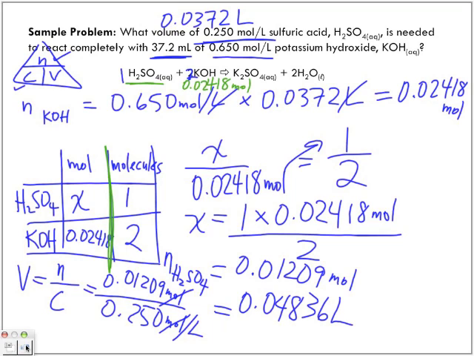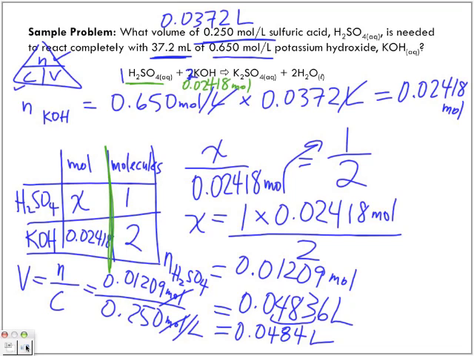And I get 0.04836 liters. But what are the least number of significant digits in my question? 3. So I want the 4, the 8, and the 3. So what does that become? What's my answer? 0.0484 liters. I take the 4, the 8, the 3, but I look at the 6.